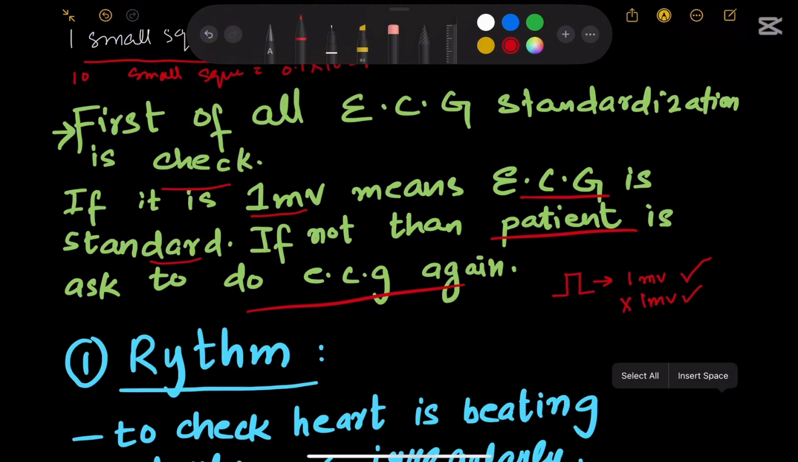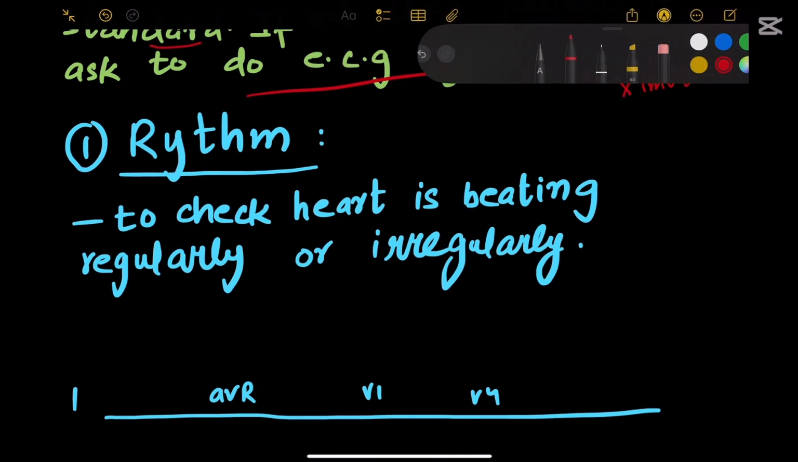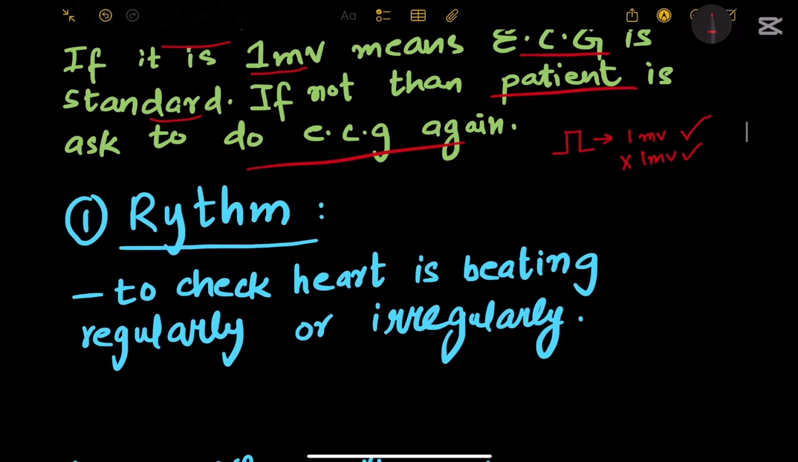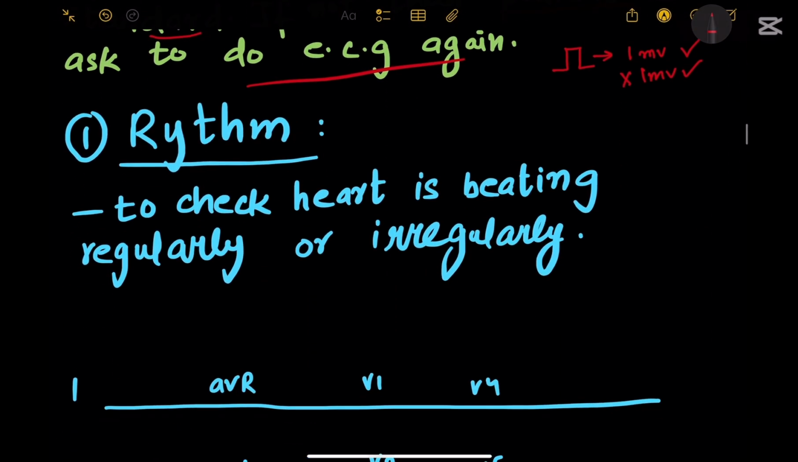Okay, so first of all, now let's come to how rhythm is calculated. In the steps to read an ECG, first of all the rhythm is calculated. This is the rhythm. Rhythm is calculated to check whether the heart is beating regularly or irregularly.